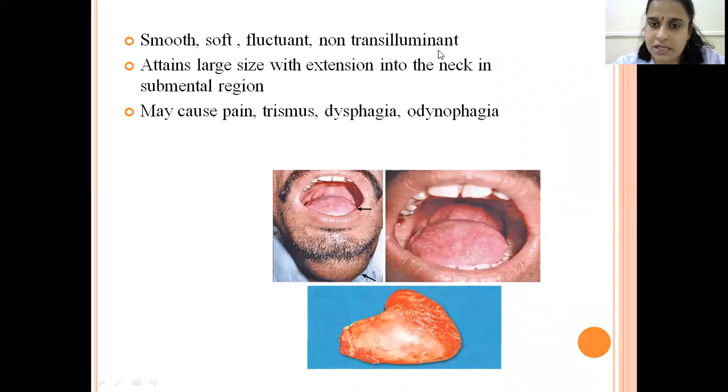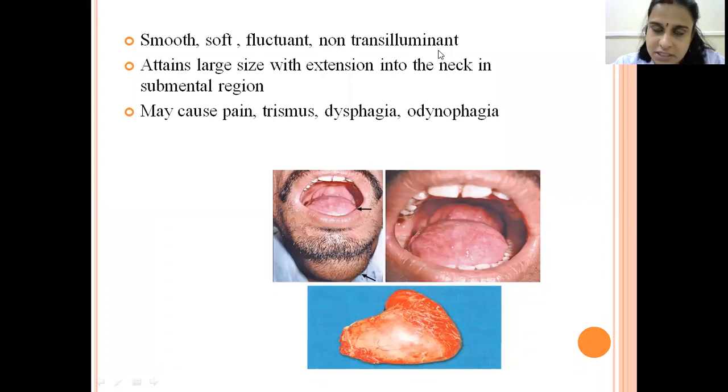They are not transilluminant because it is sequestration. It does not contain a clear fluid. It may be an opaque material inside. So it is not transilluminant. And also importantly, they attain large sizes, again with an extension into the submental region. Midline, so submental region.